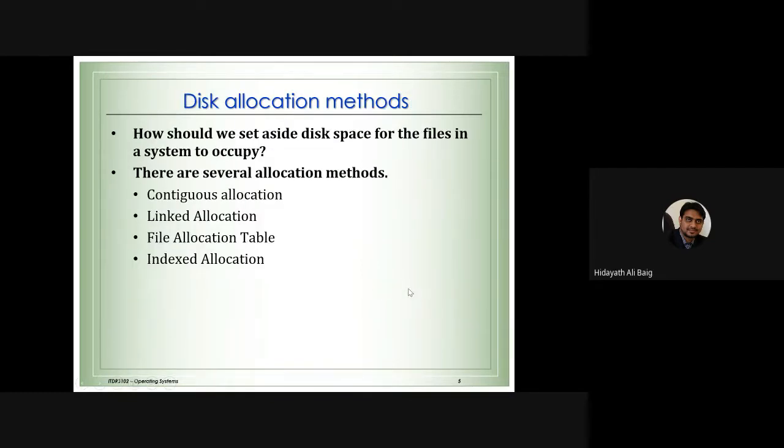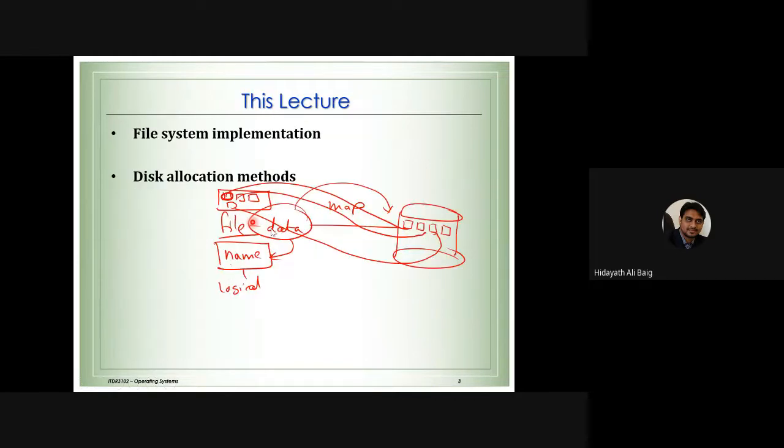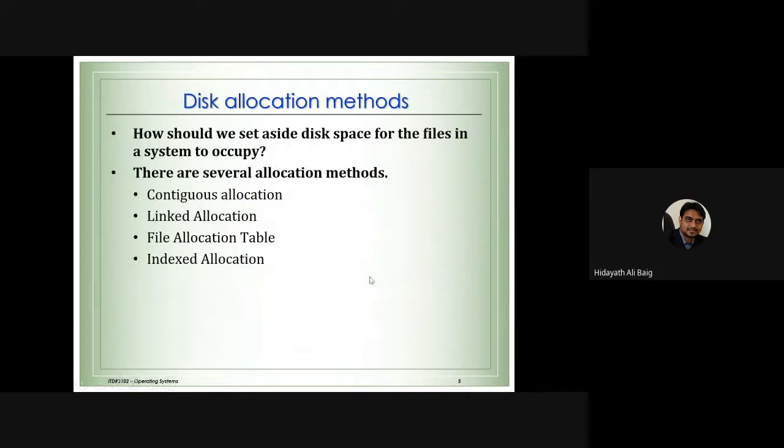Okay, now the important point comes in. This is the main core of this lecture today. How do we set aside the disk space for the files in the system to occupy? So now we have many files. How do we put the files onto the hard disk? Now remember these algorithms, they are important, but we don't have any mathematical calculation like we saw in the scheduling algorithms or page replacement algorithms. This is just theory.